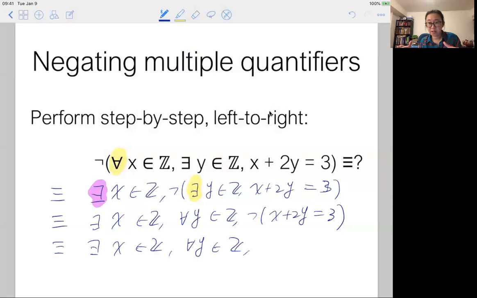Now this is a predicate, which is x plus 2y equal to 3. The negation of it is x plus 2y is not equal to 3. Now we are done. It's a step-by-step process, from left to right. The place we're going to pay attention to is when you see existence, you flip back to for all, or vice versa. And if you see a negation, you obtain the corresponding negation term.